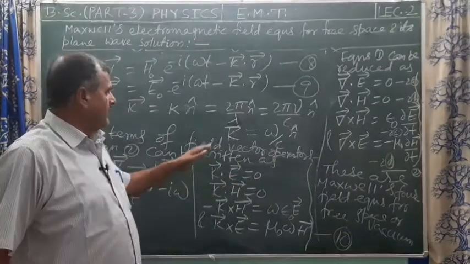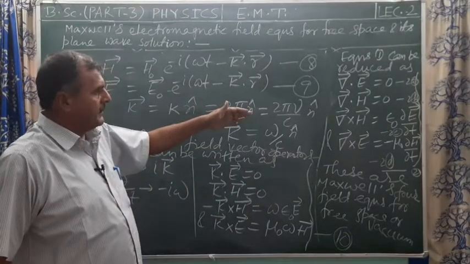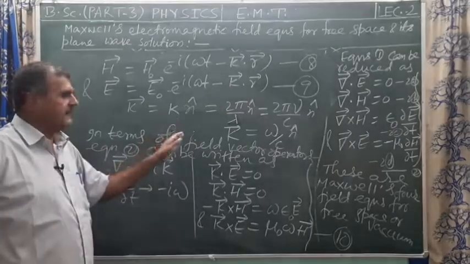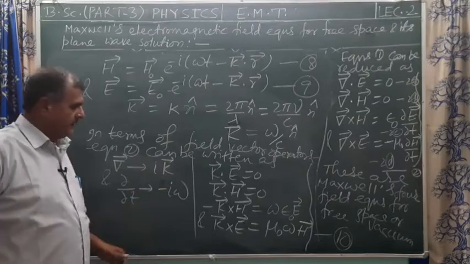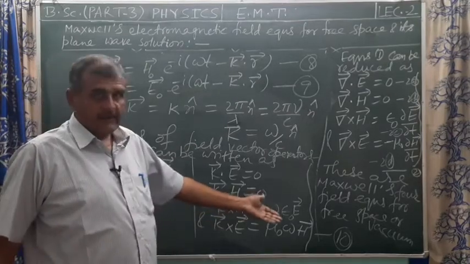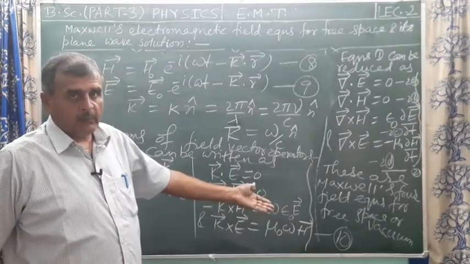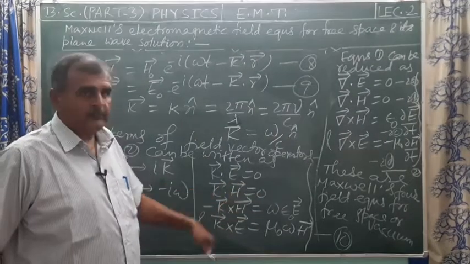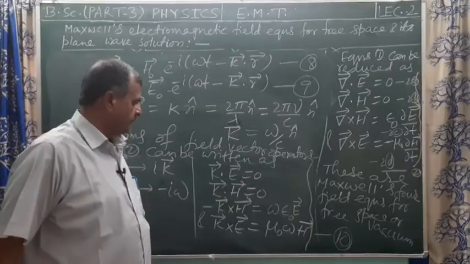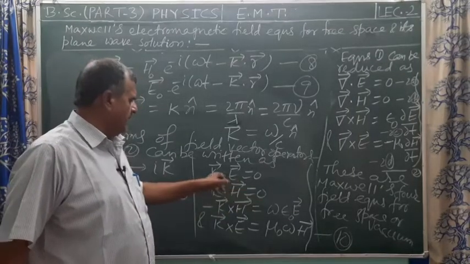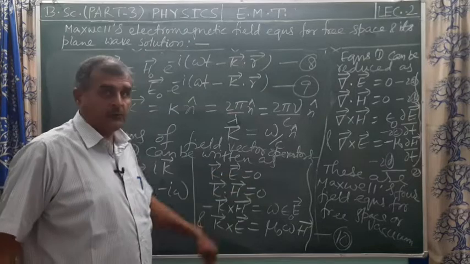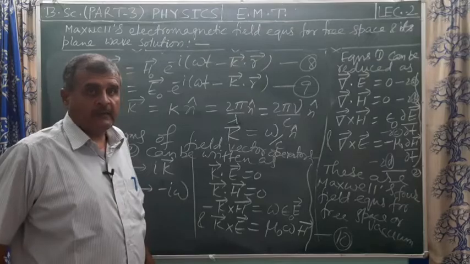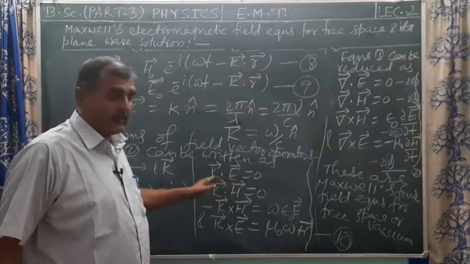in terms of field vector operators, that is, del vector is replaced by i k vector and del by del t is replaced by minus i omega. So this is the final equation, that is, Maxwell's four field equations in free space or vacuum, but in terms of field vector operators. From equation 10a, it is clear that k vector dot e vector is equal to 0. Therefore, both vectors are perpendicular to each other. That is, the electric field vector is perpendicular to the propagation vector.